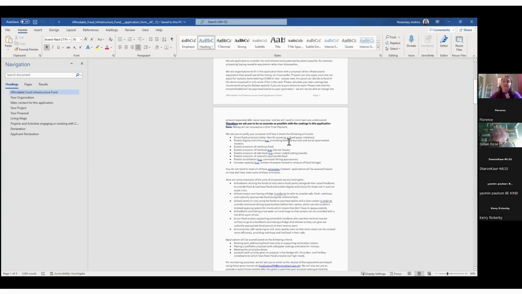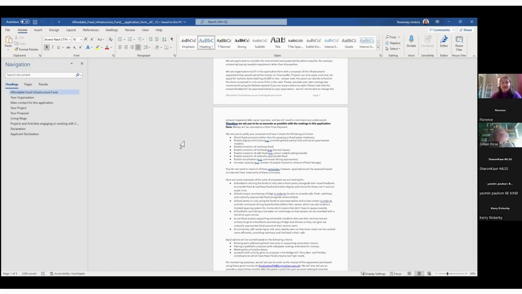Now, this is really important, and this is a difference from the Emergency Food Aid Fund. We do ask organisations filling in this application form with the proposal of the infrastructure equipment they want to spend the money on, if successful, the main thing is to please calculate your costings. So that's different to the Emergency Food Aid Fund. In the Emergency Food Aid Fund, some people gave costings as a demonstration of need because that's what we were asking for in that fund.